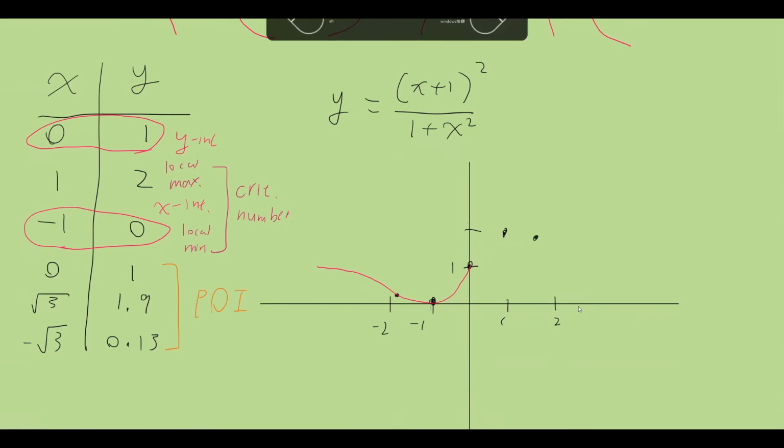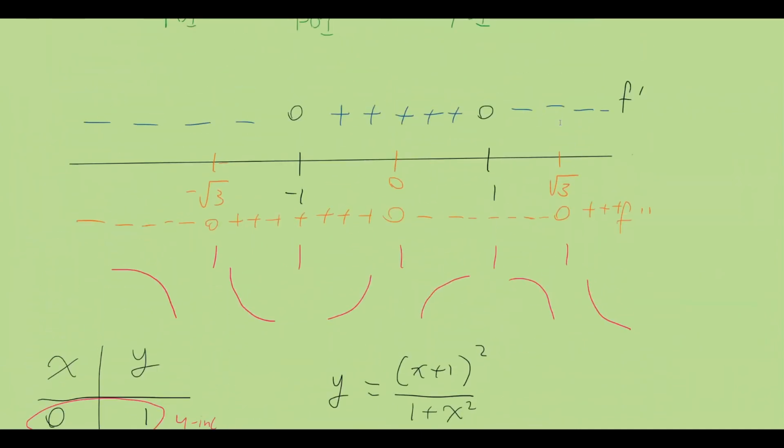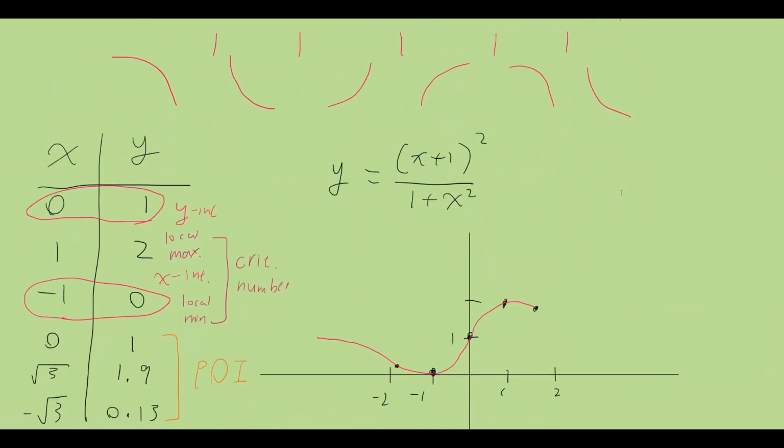Very hard to draw. Let me redo this part. Okay, there you go. All right, and to the right-hand side of radical 3, it's going to be decreasing and concave up. All right, so it's a little hard to draw. Something like that. Okay, something like that. Decreasing and concave up.